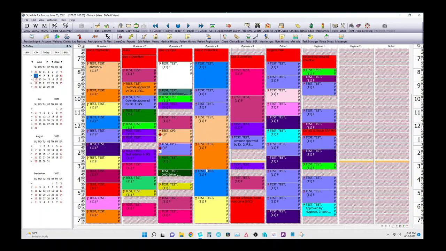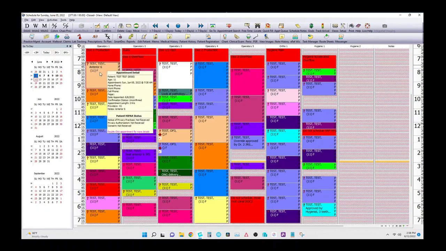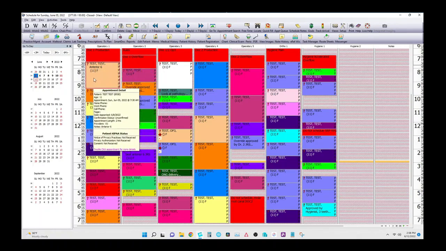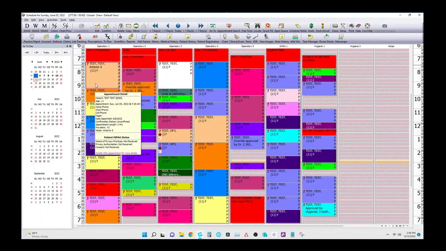So the other thing too here is you're going to see that there are occasional appointments that are extended, okay? Even with the owner doctor here, they have an anterior 6 and they have extended this crown preparation to 2 hours. Now you'll see they did not extend it to an hour and a half.